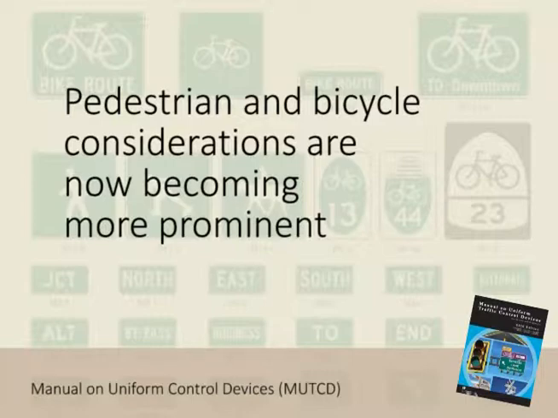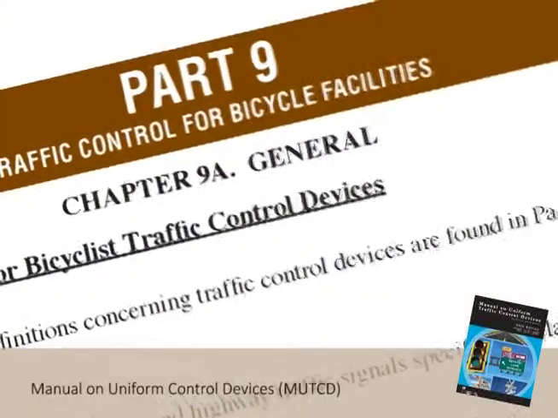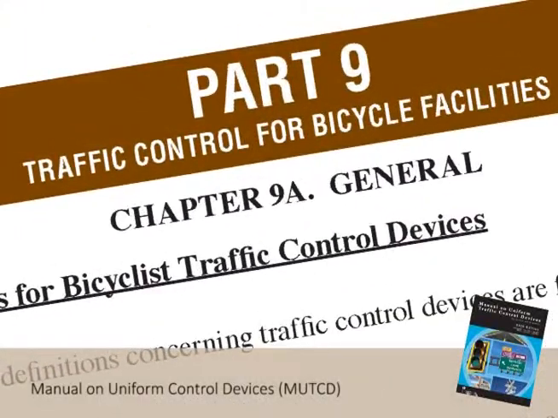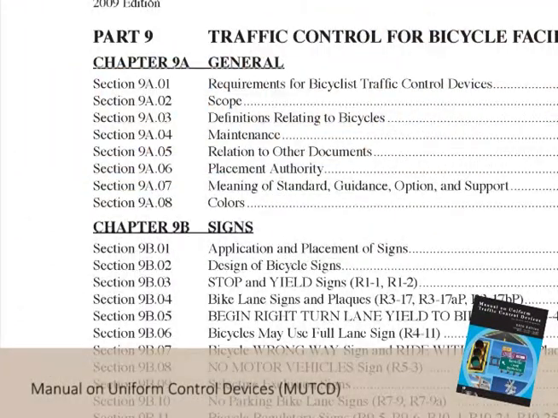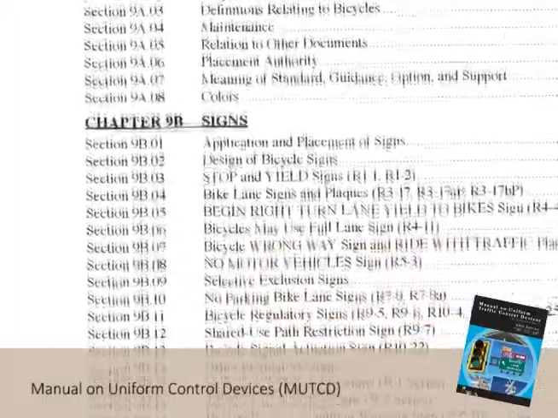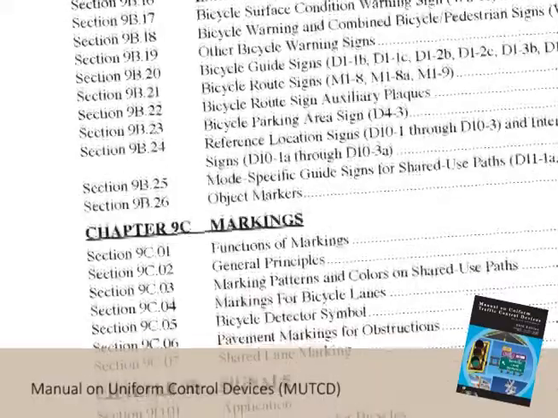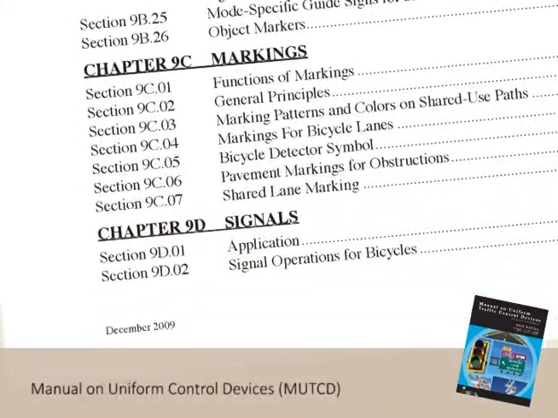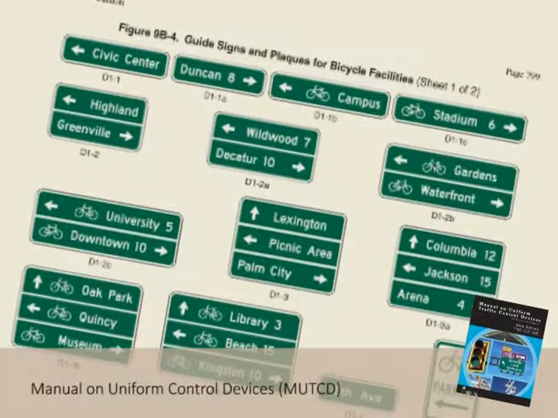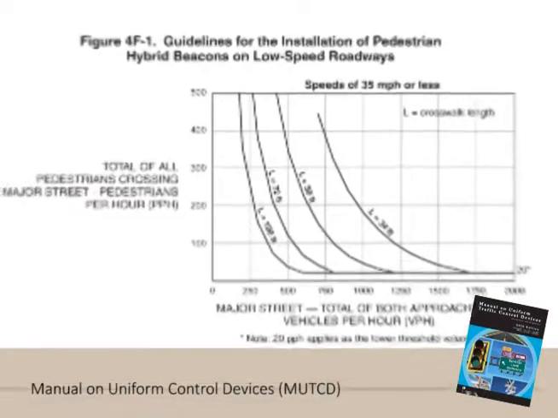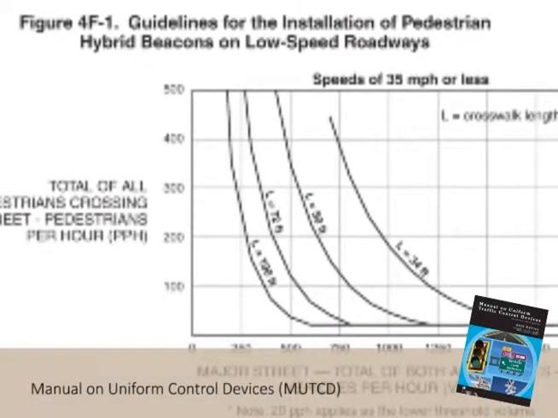Currently, bicycle-related information is found in Part 9, Traffic Control for Bicycle Facilities. There are 4 chapters within Part 9: General, Signs, Markings, and Signals. Of particular interest to a federal land manager might be the discussion related to wayfinding in the Signs chapter, including Figure 9B-4, Guide signs and plaques for bicycle facilities. Guidance specific to pedestrians can be found in Chapter 4F on pedestrian hybrid beacons.